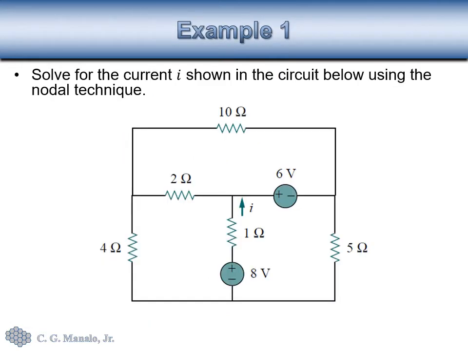Let's have our first example. So this is the same example that we did in mesh analysis, but this time we use the nodal technique to solve for the current I that is flowing through the 1 ohm.